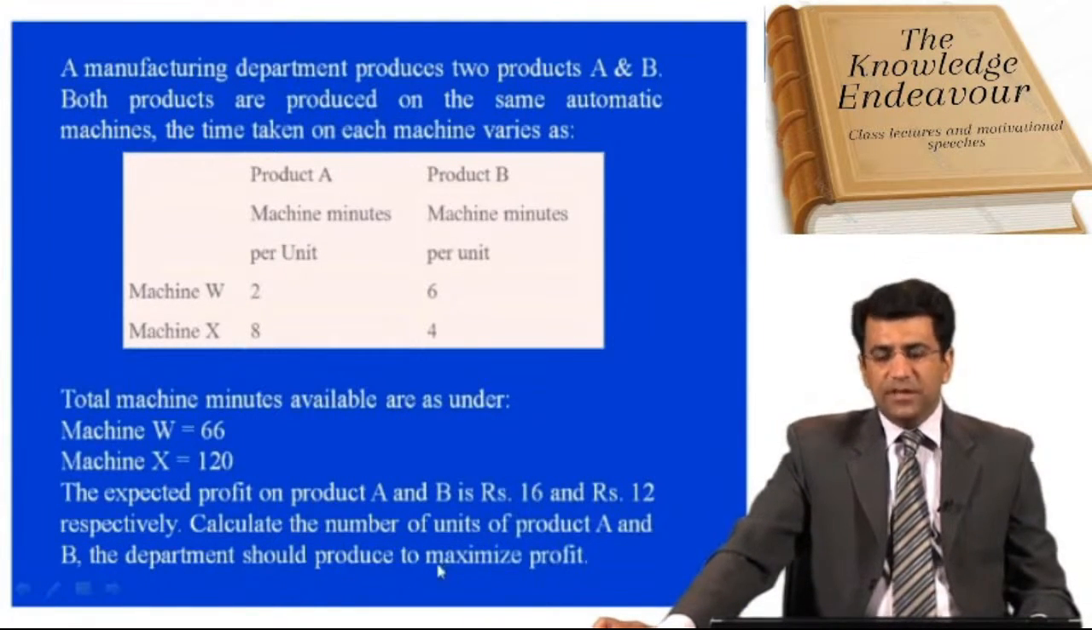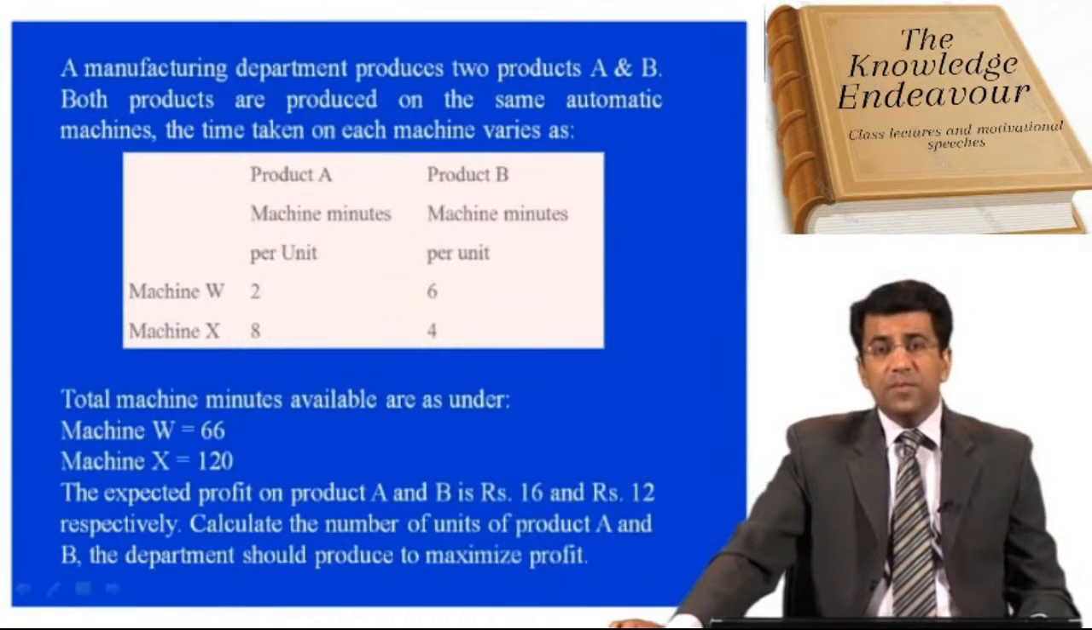What is meant by that? If we produce 1 unit of product A, we will get the profit of rupees 16, and if we produce 1 unit of product B, we will have the profit of rupees 12. Calculate the number of units of product A and B the department should produce to maximize the profit.